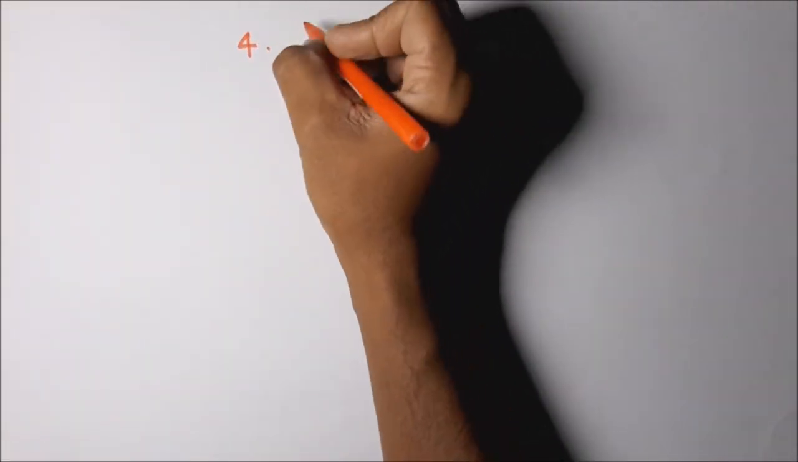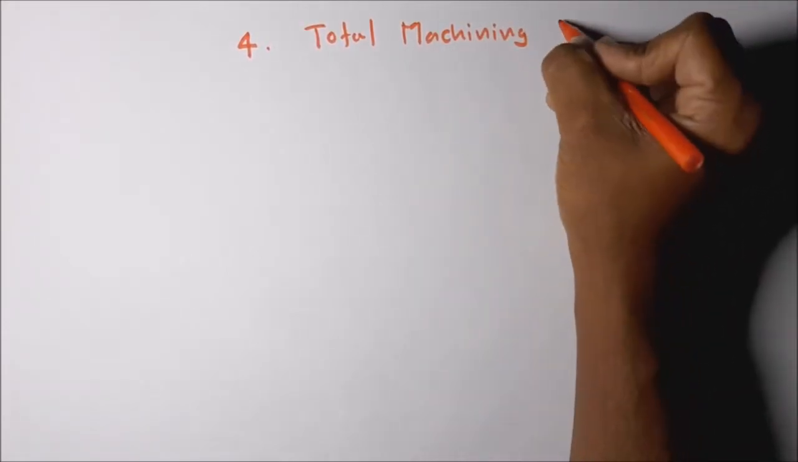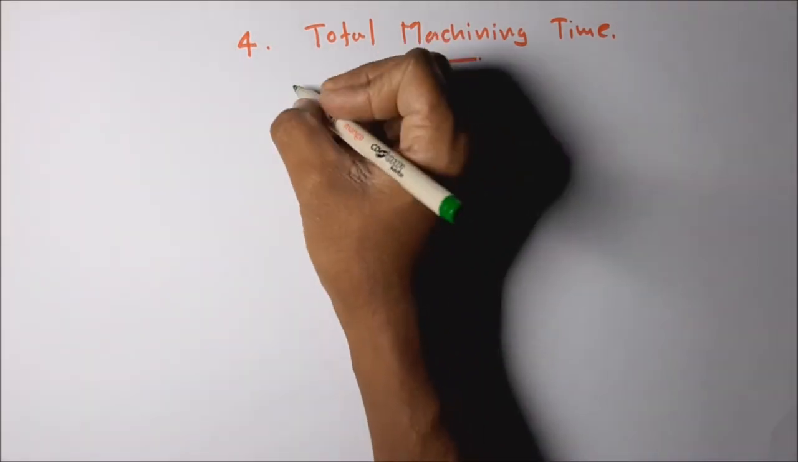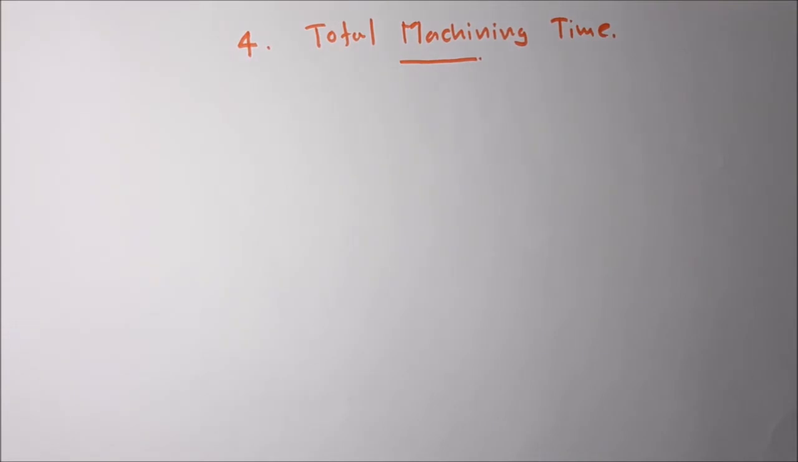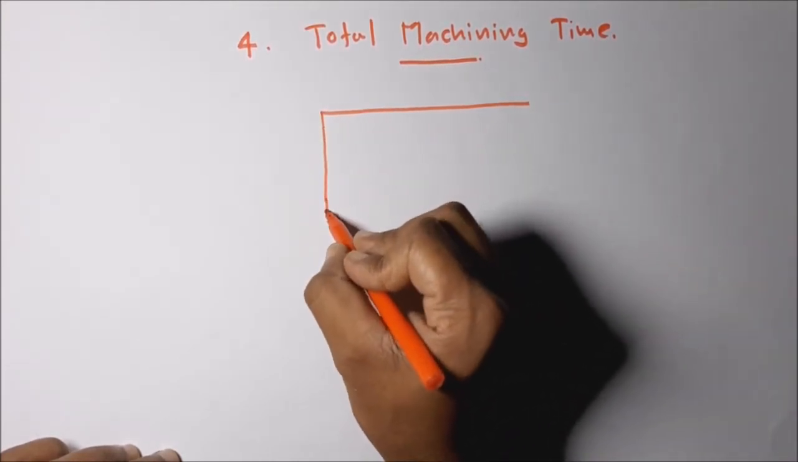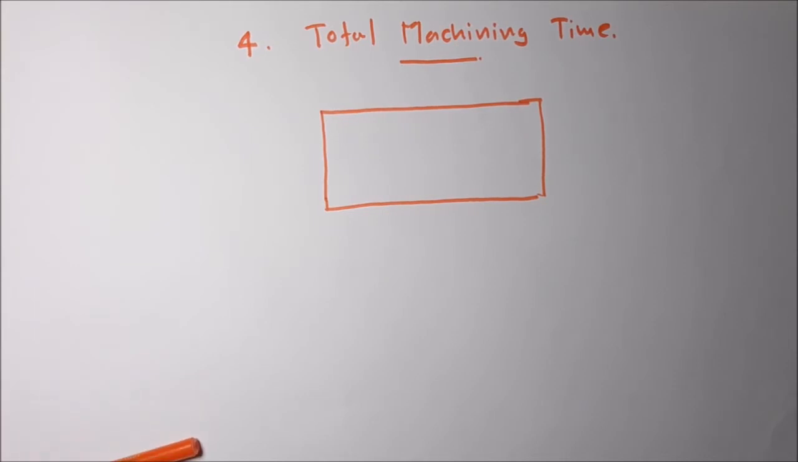The fourth one: total machine time calculations. Let's see how to calculate the total machine time in these lathe operations. Let's again take the machine time calculation for the turning operation. Let's take the workpiece. We are going to remove a certain layer from this workpiece.